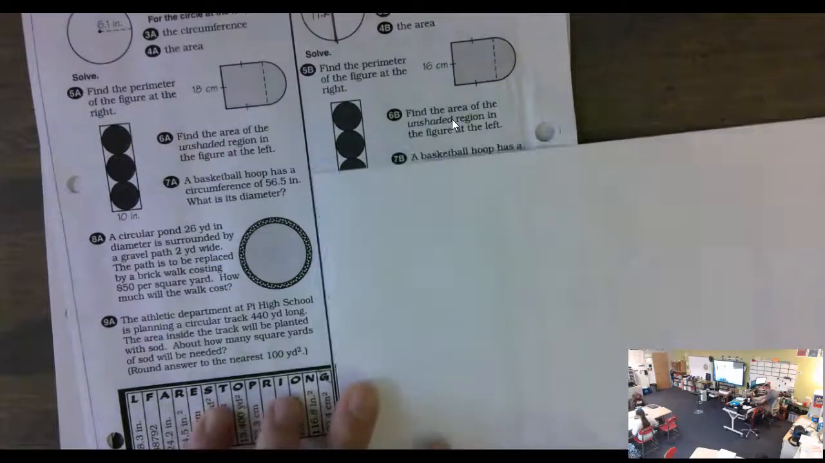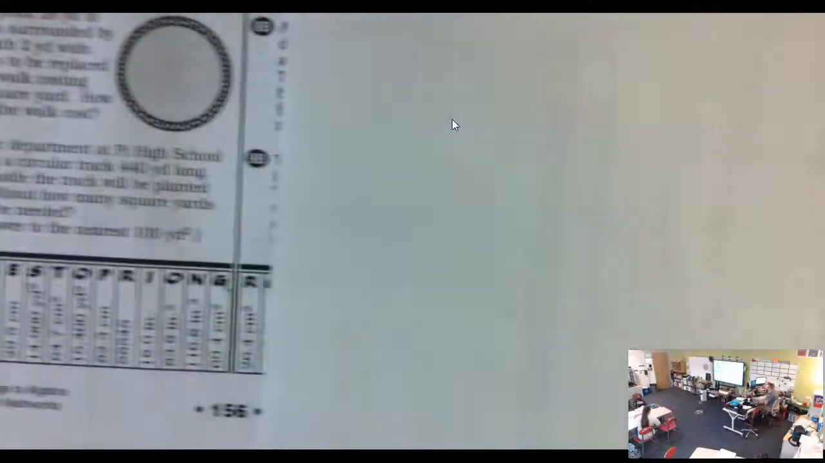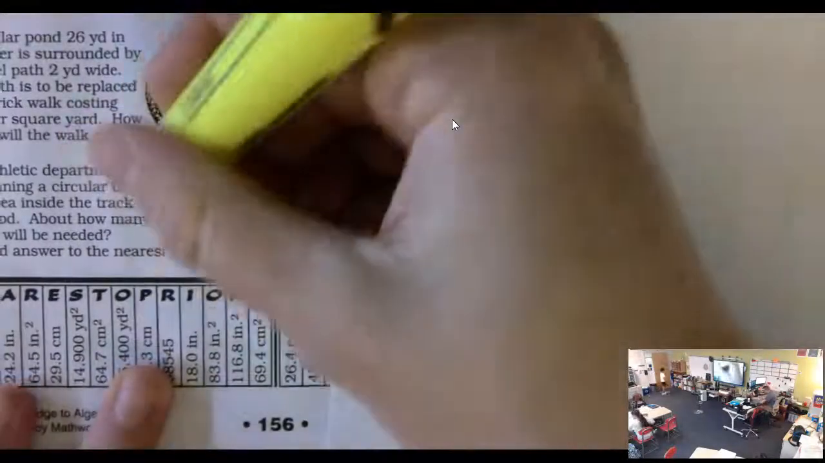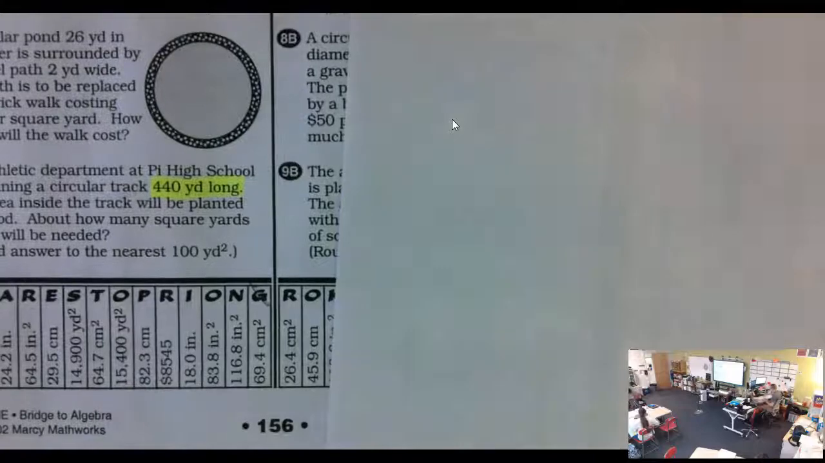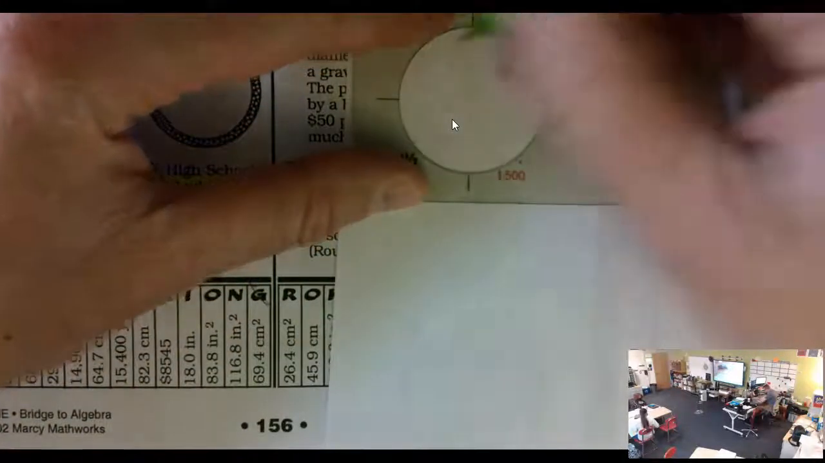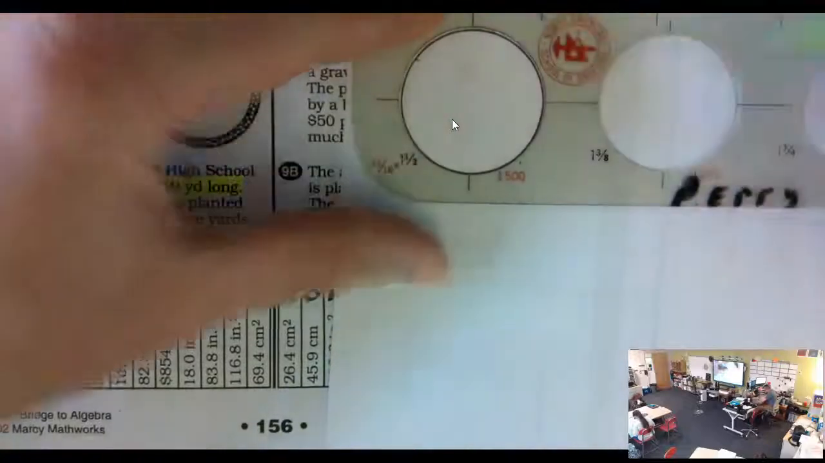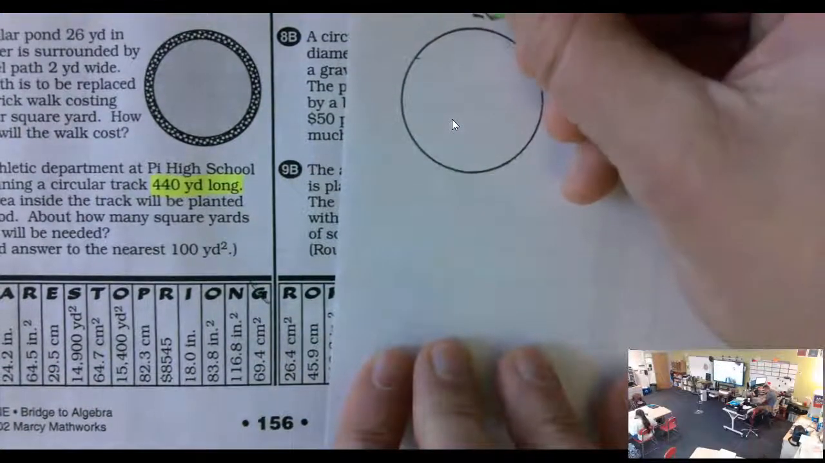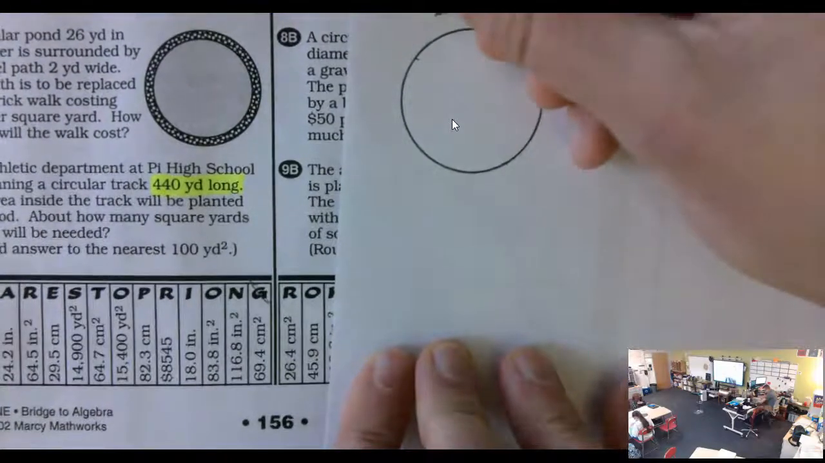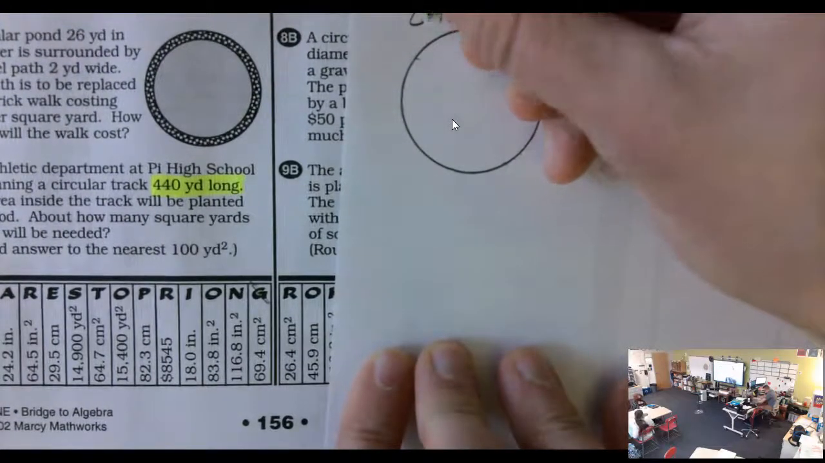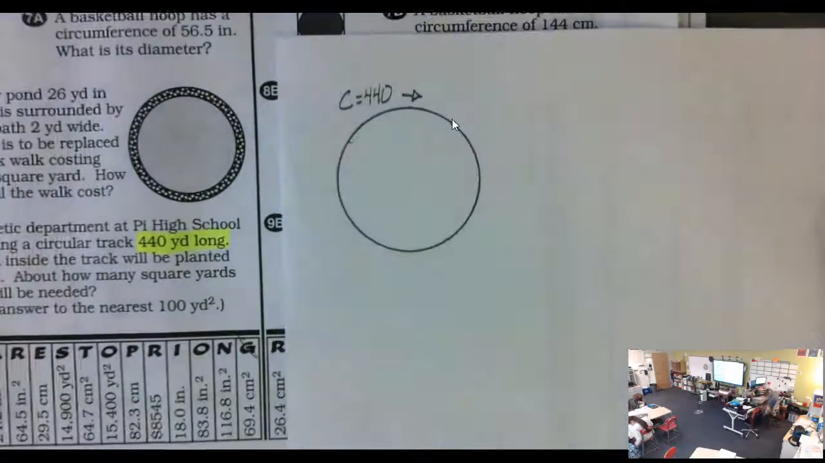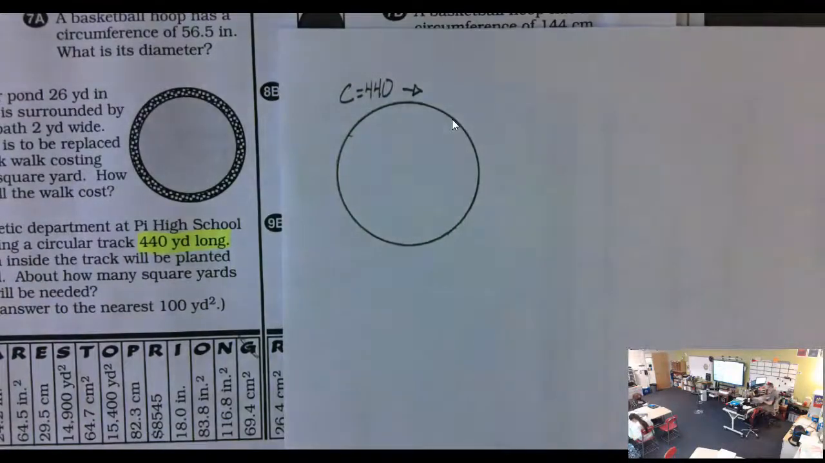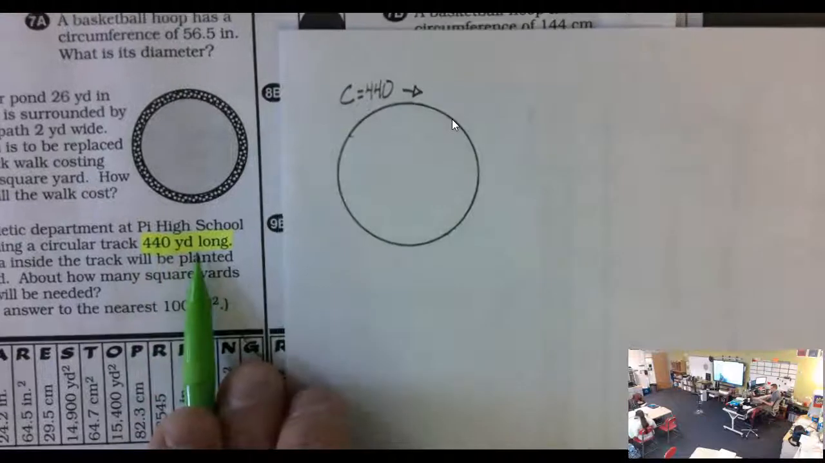Alright, so what I would highlight first for the important information is our circular track is 440 yards long. Which, if that's how long a circle is, what do we call that in a circle? How long around it is? The circumference. So it is 440 yards around, and we can label that the circumference. C equals 440. Questions on how I know that since the circular track is that long, that that is the circumference?